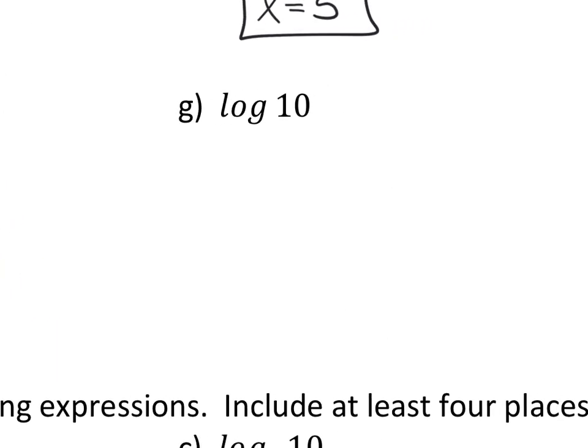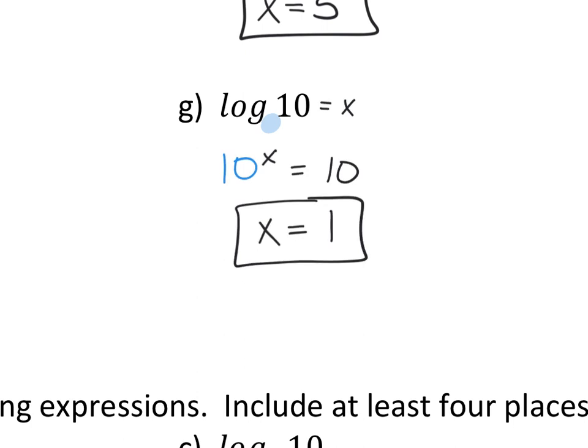How about letter G? What's the base? 10. Again, common logarithm has a base of 10. We have 10 raised to the x power equal to 10. So what is x? It's 1, because anything without an exponent showing has an exponent of 1.